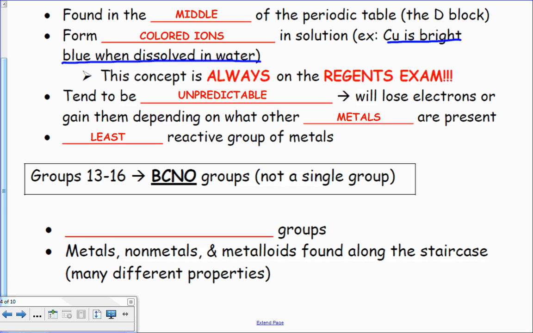It's not a single group. It's more like four, and the reason why is they're kind of miscellaneous. So we threw them all together as miscellaneous. There's metals in there, like tin. There's non-metals in there, like carbon. There's metalloids in there, like silicon, found along the big, dark, thick, black line staircase on your periodic tables. There's many different properties all mixed in here. That's why we call it the miscellaneous group, BCNO.